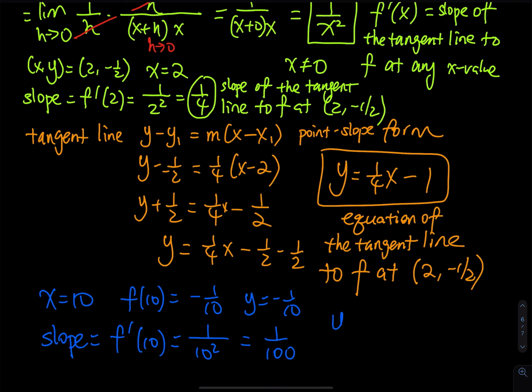And then you do y minus y1 equals the slope times x minus x1 to find the equation of the tangent line. Oh, by the way, the y minus y1 form is called point slope form, and y equals 1 over 4x minus 1 is called slope intercept form. They have their own names.